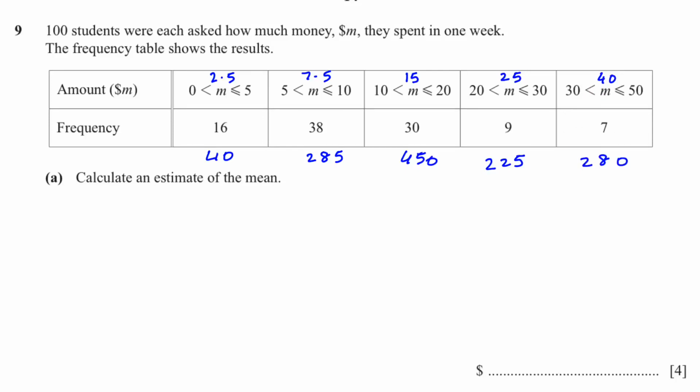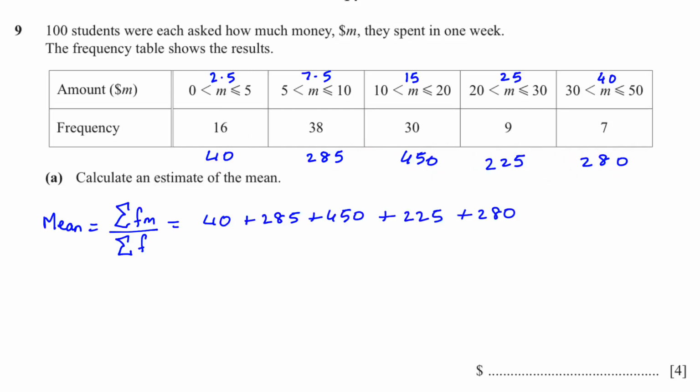To find the mean, we have to do the sum of frequency multiplied by the midpoint over the total frequency. So we are going to add all of these numbers that we got and divide by 100, because there are 100 students. And the answer is $12.8.